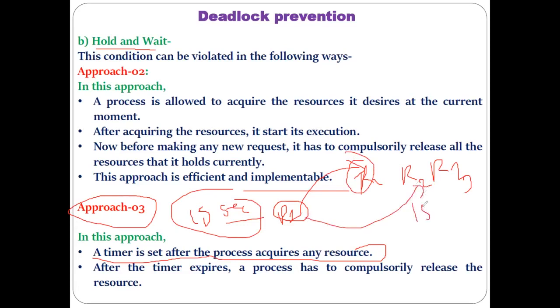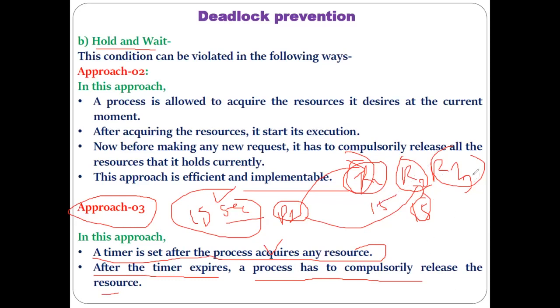For that also a timer will be set. Then P1 can utilize R2 for 15 seconds. Then again, it will go to R3. So a timer is set after the process acquires any resource. After the timer expires, the process has to compulsorily release the resource. So if you set a timer of 15 seconds, then P1 has to release R1 after 15 seconds and then go for the next. The next resource P1 can utilize for 15 seconds, then it goes for another.